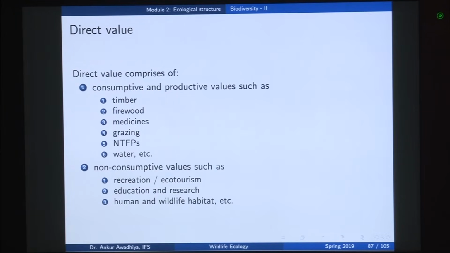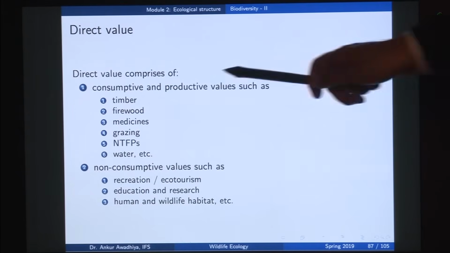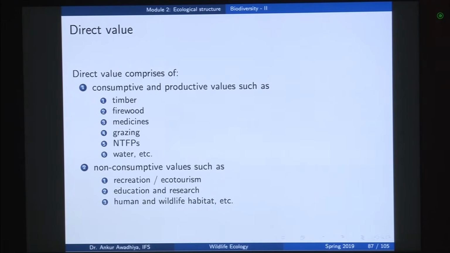On the other hand, if I went for a consumptive use of a tiger, so if I went into a forest, killed a tiger and took it out and made a trophy out of it. So, now if you go into the forest, you will not see this tiger. So, that is the difference between consumptive values and the non-consumptive values.